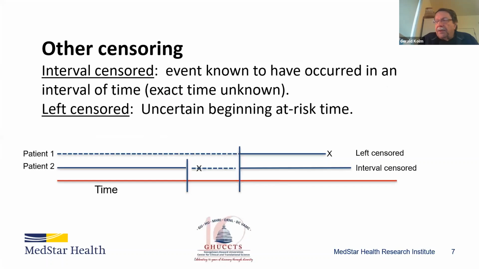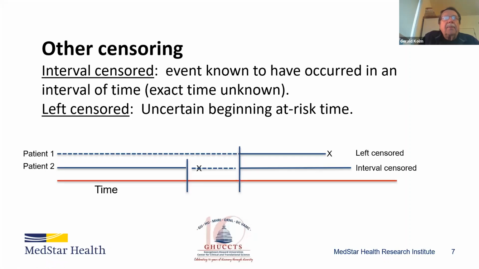So the other types of censoring are interval censored and left censored. In interval censoring, the event is known to have occurred in an interval of time, but we don't know exactly when. And left censoring is a situation where we're uncertain when the beginning of the at-risk time is, or at what point the patient becomes at risk.